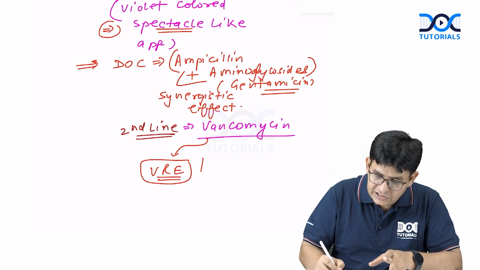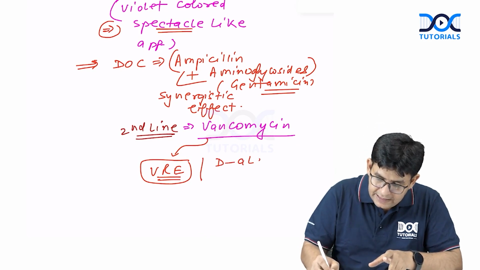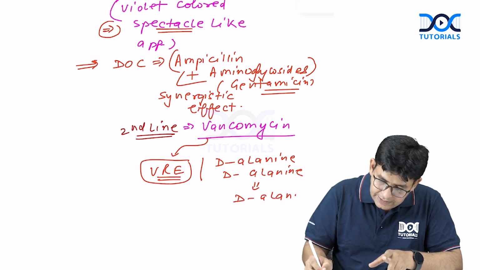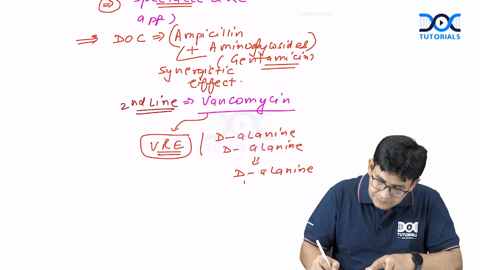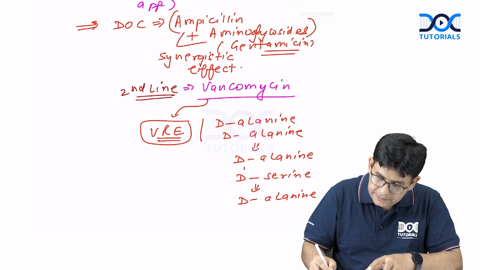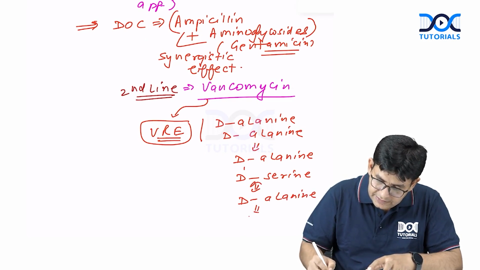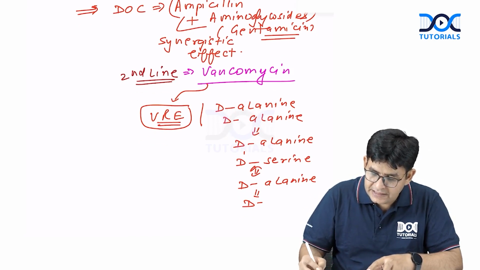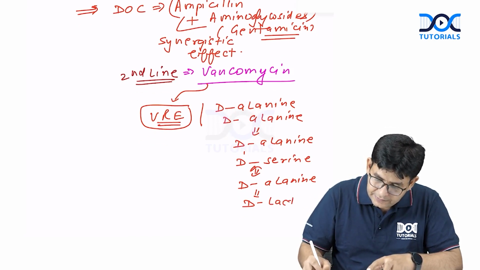Okay, and what is the change in the cell wall structure? D-alanine changes into D-alanine D-lactate or D-alanine D-serine. Okay, D-alanine D-lactate or D-alanine D-serine. This might be the change in the cellular structure from the alanine to the serine or to the lactate.